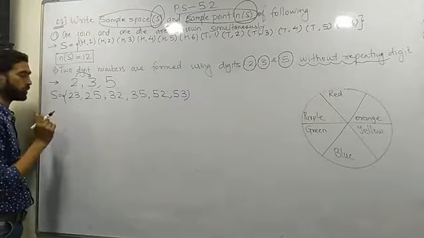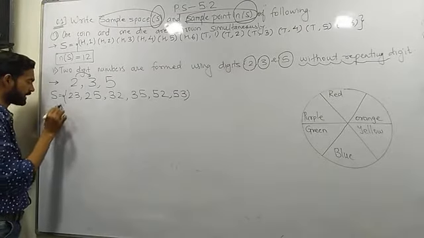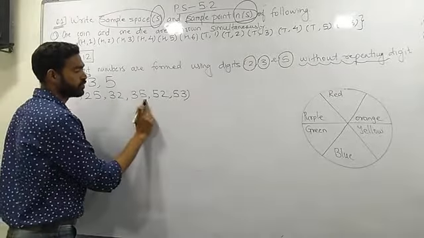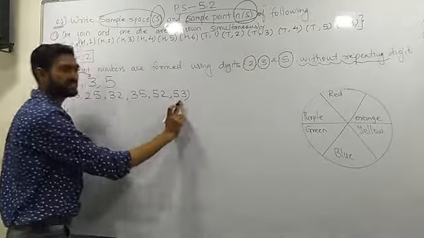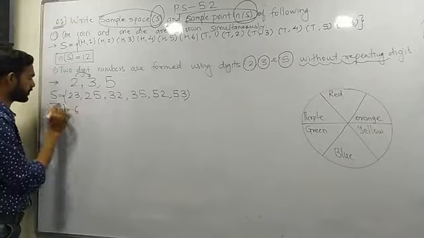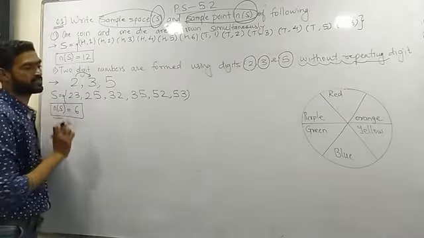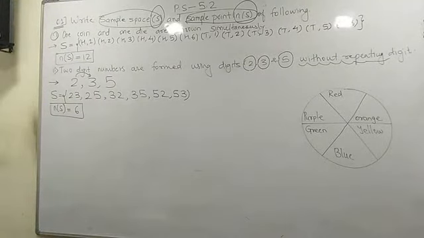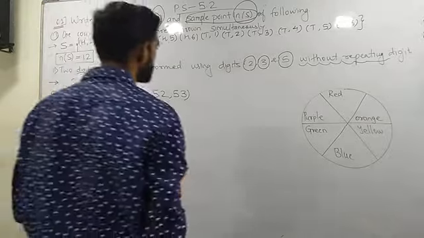Now let us count the number of sample points. Let's count: 1, 2, 3, 4, 5 and 6. So the number of sample points is 6. That is the second sub-question. I hope you all are clear how to write the sample space and the number of sample points. Clear? That was question number 1.